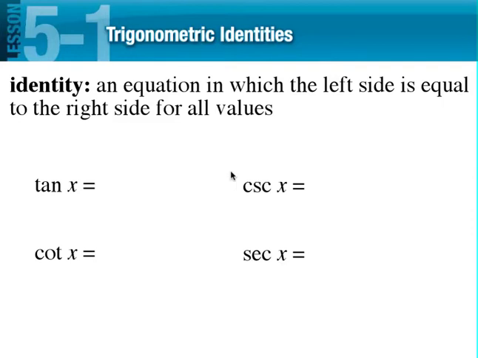And so if you look at this, a definition of an identity is an equation in which the left side is equal to the right side for all values. Okay? It's an equation in which the left side is equal to the right side for all values. That's what an identity is.